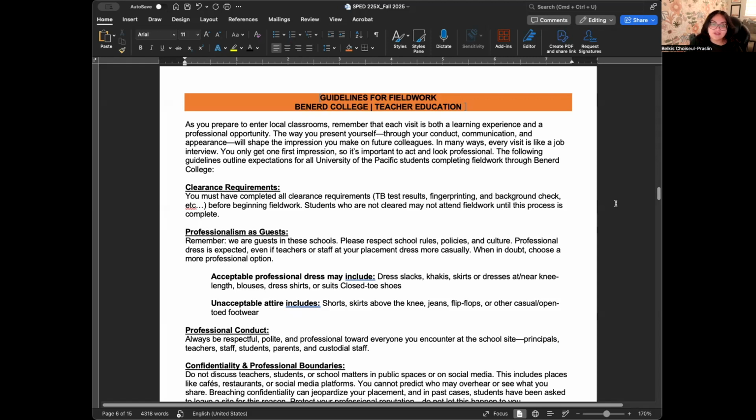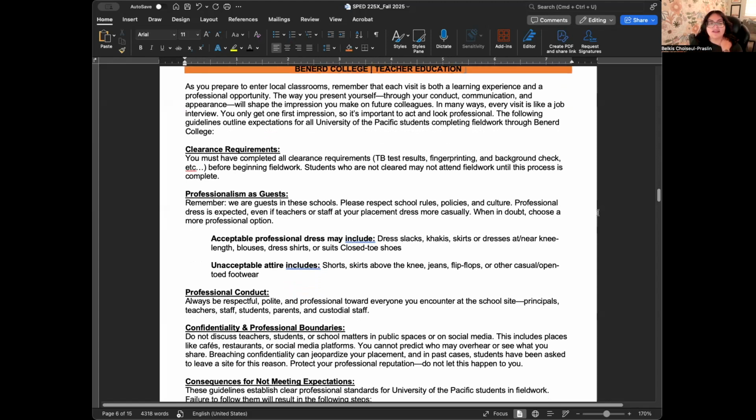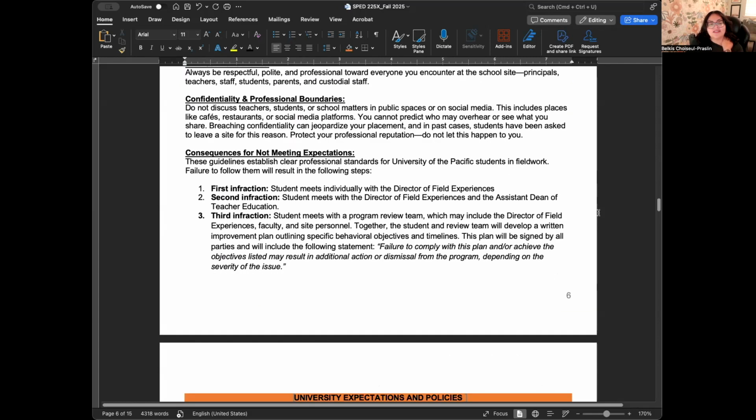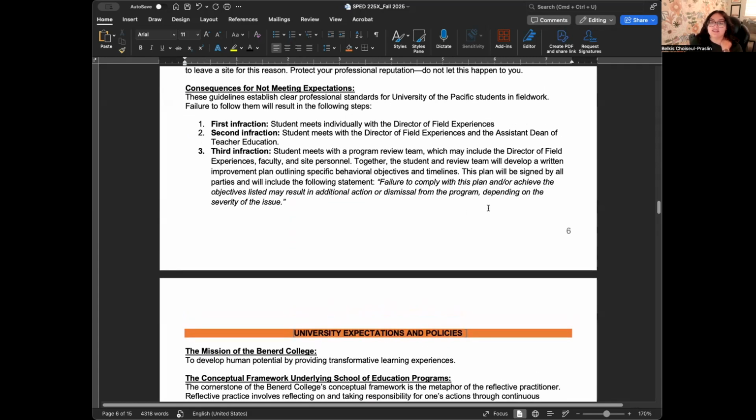There are options that we can consider. If you're not in a school setting right now, we can definitely talk about some different options. If you are in a school setting, the reminder is that you are a representative of Bennard College and University of the Pacific. There are basic professional etiquette points to keep in mind, and you can read those in this section, as well as what happens when we do not meet the expectations.